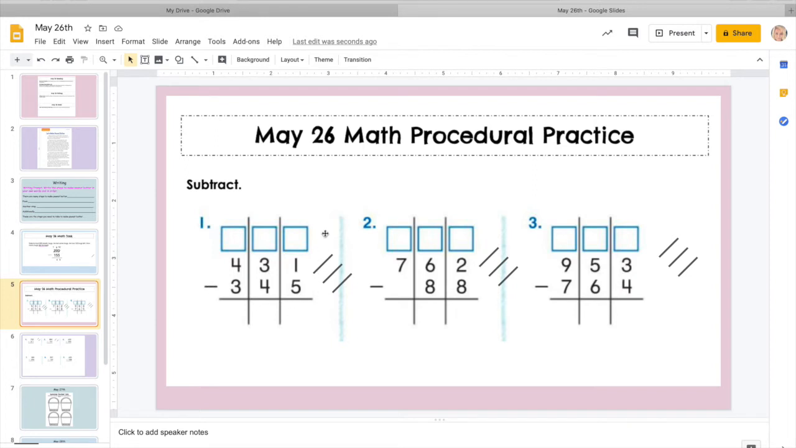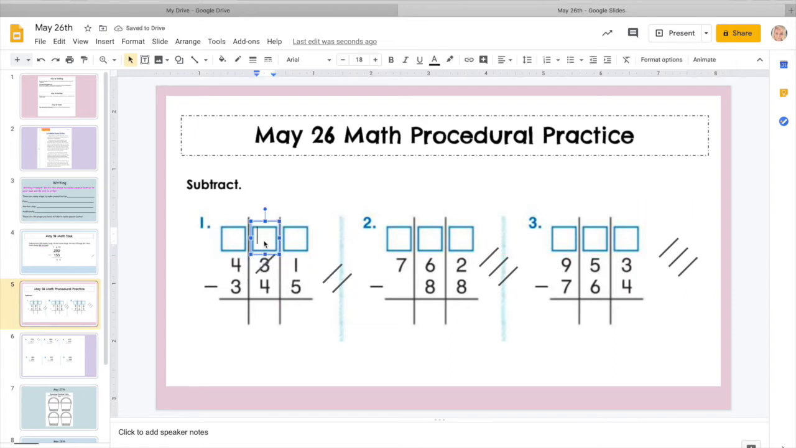If we start with step 1, we need to start with the ones column. Here we have 1 minus 5. If you have 1 of something, you cannot take 5 away, so we need to already borrow, where our 3 is going to become a 2. And then our 1 is going to become an 11. Now we have 11, which is greater than 5, so we know we can subtract that. So we're going to put 5 in our head, and we're going to count up on our fingers to 11. So 5, 6, 7, 8, 9, 10, 11, and we are left with 6.